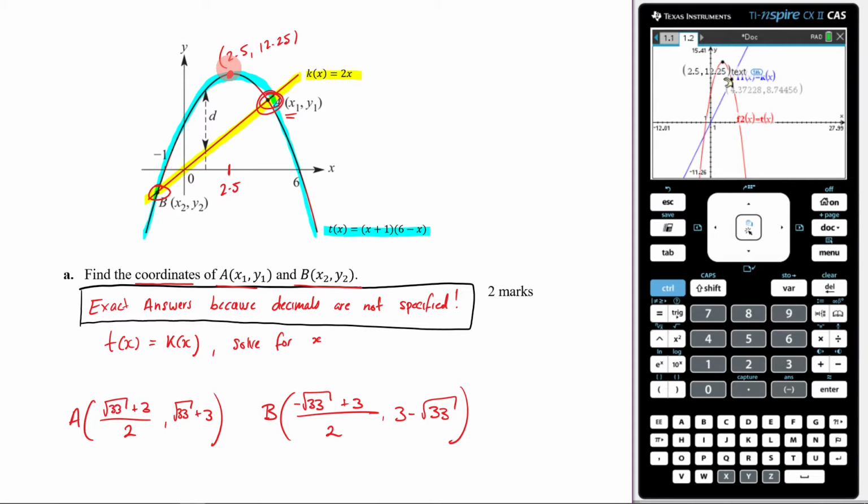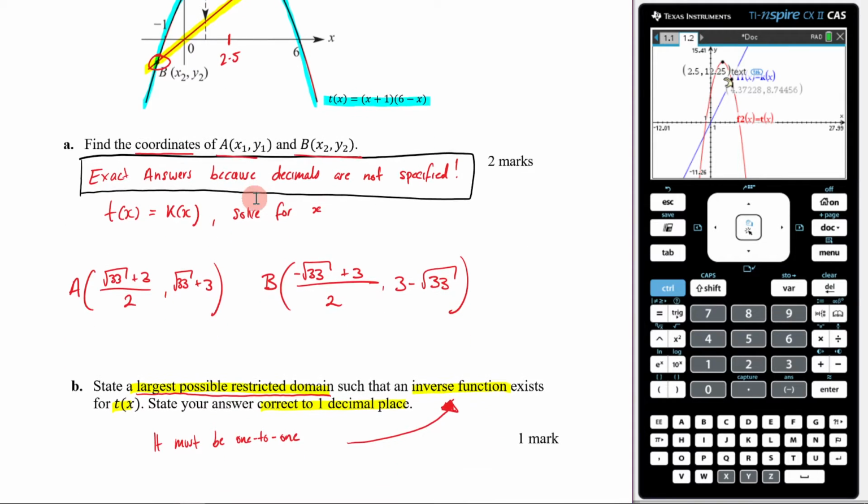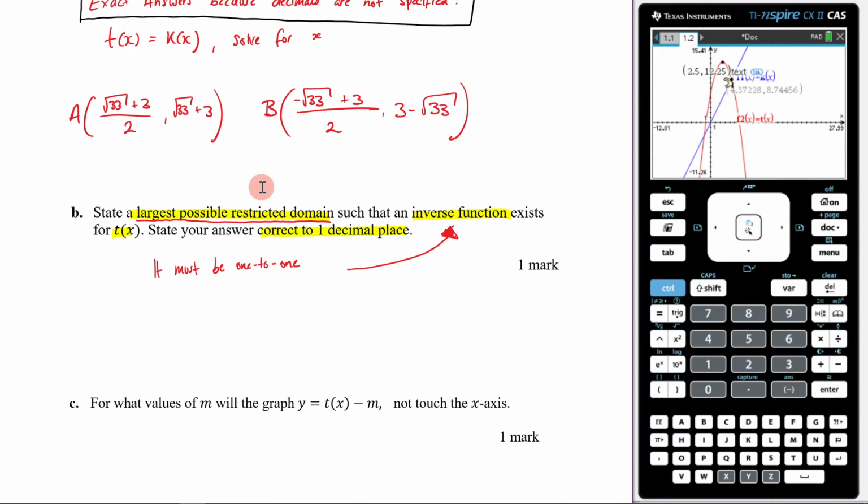So this point right here is 2.5, 12.25. So therefore, if I wanted to state the largest possible restricted domain, I could say that x is an element of 2.5, and actually I would have to include it. I would have to include 2.5 and go to infinity. Now you don't have to provide both of these, and I'm running out of space here, so let me just try this again. So x is an element of 2.5 to infinity, or you could say x is an element of negative infinity to 2.5, close that off.